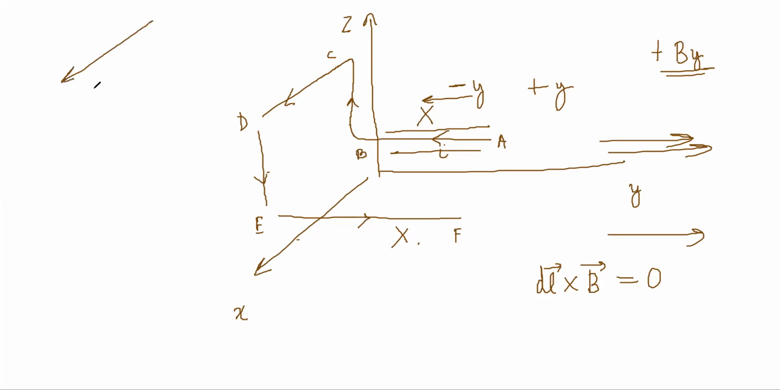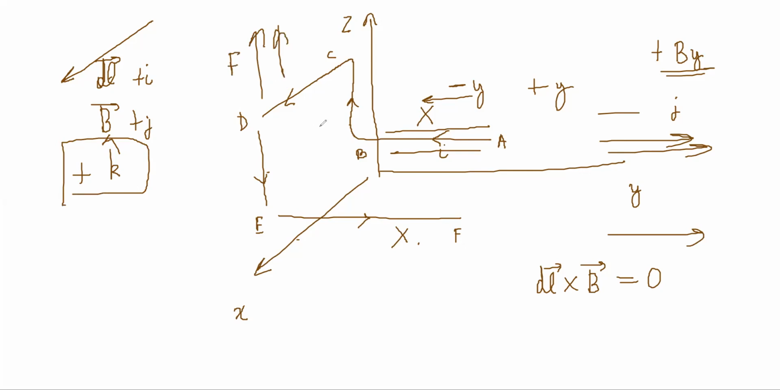Current is in the x direction, right? So x direction can be called as plus I cap. So DL is in the plus I cap direction, and magnetic field is in the plus Y direction. That can be called as plus J. So DL cross B is plus K, right? So this force will be in plus Z direction, right?